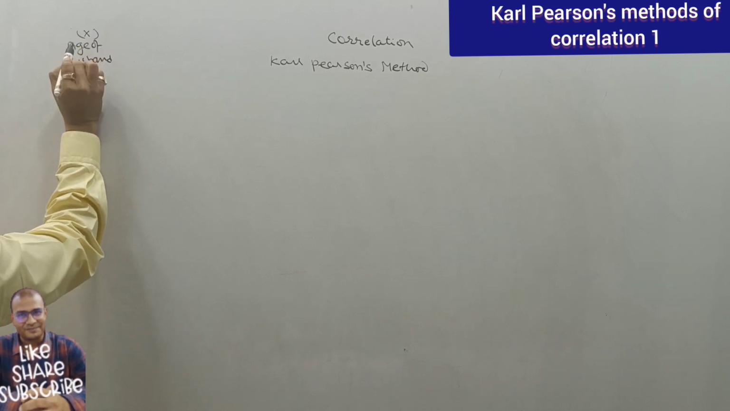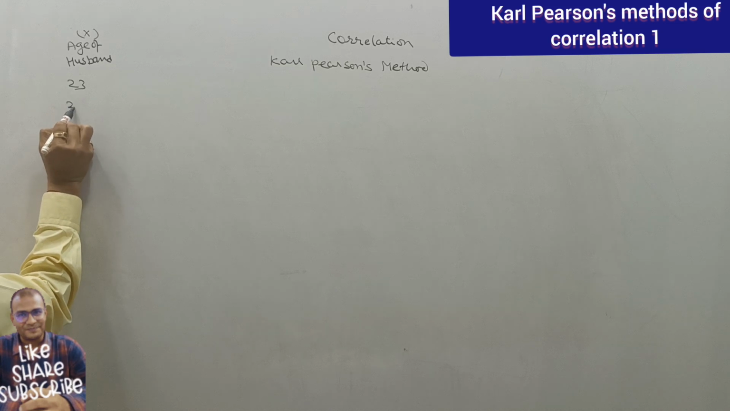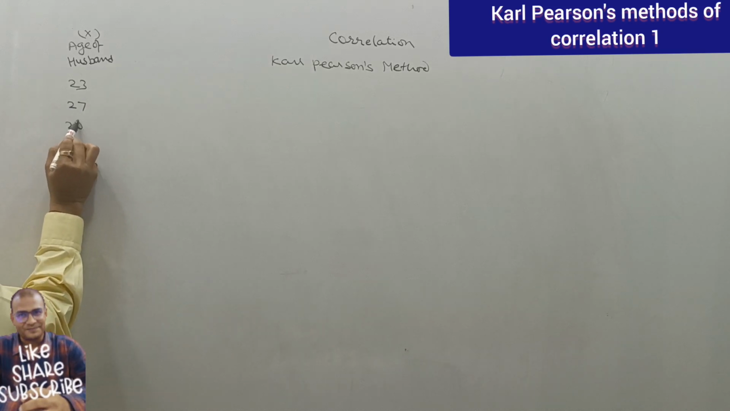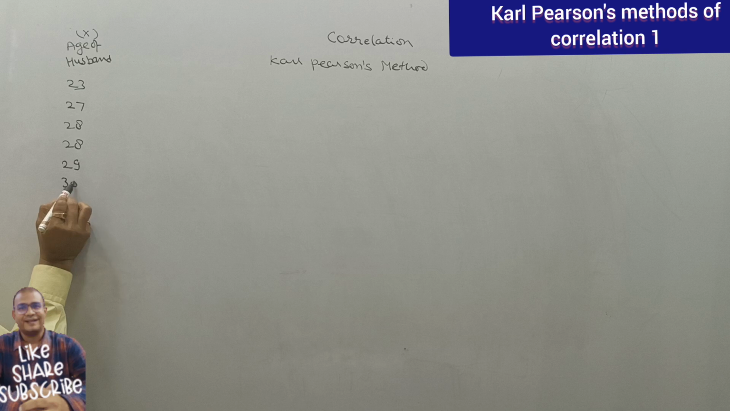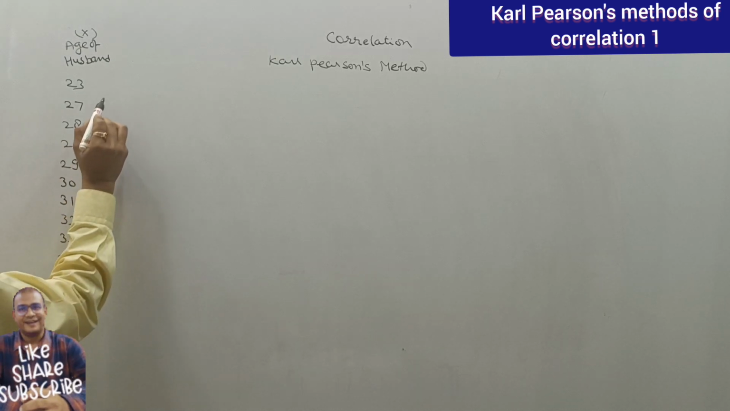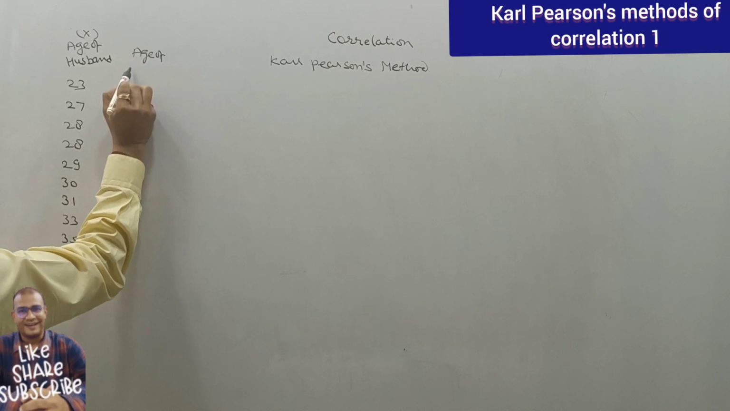This is the X series, age of husband: 23, 27, 28, 28, 29, 30, 31, 33, 35, 36. The age of the wife is also given.